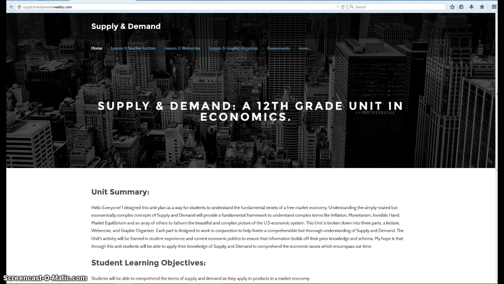So again, if you don't grow up to be an economist, understanding supply and demand can help you if you're a business owner. And if you understand supply and demand, it can definitely help you just as a regular citizen in understanding the economic issues and how government deals with them and how people deal with them in general. So again, I feel it's fundamentally important to do this, and that's why I based my digital unit plan on this.